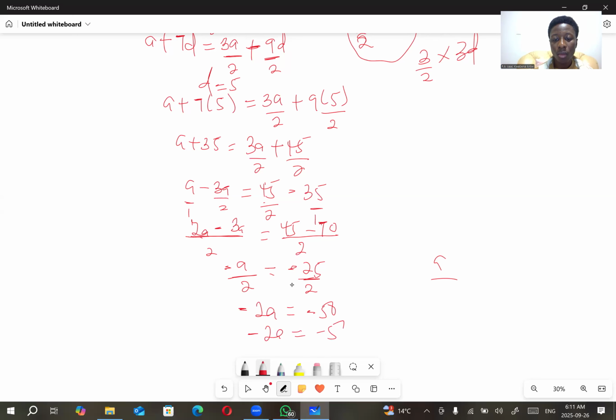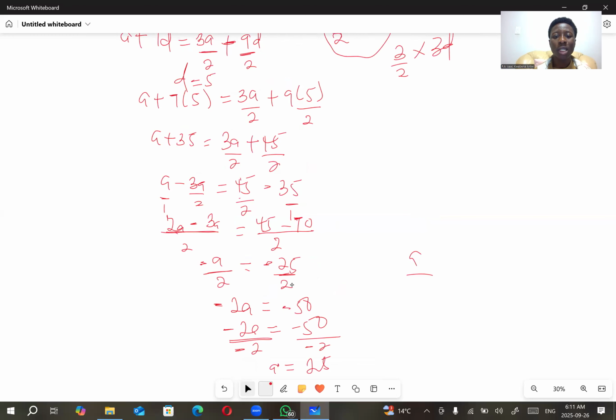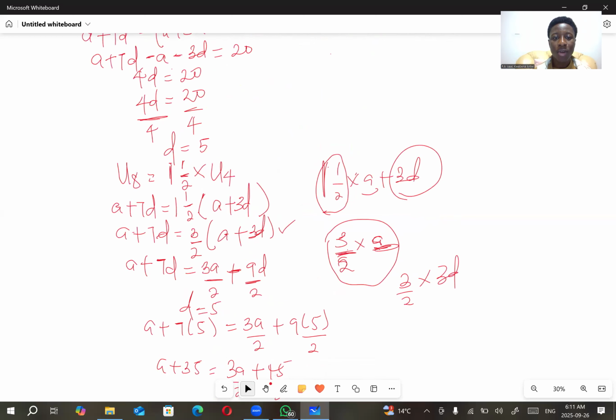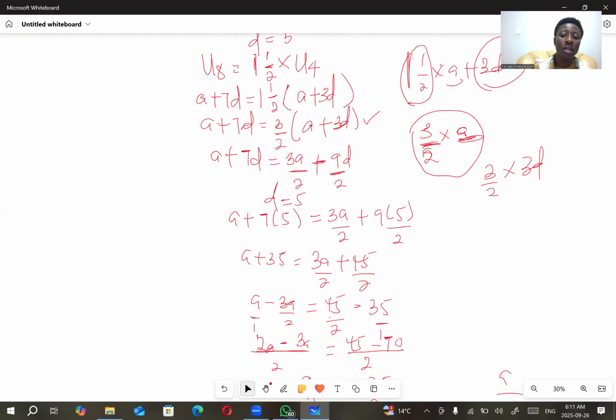You just divide by minus 2. So minus cancels minus, 2 cancels 2, A is equal to 25. Yeah, that's all. Now, what was the question about, by the way? It says find the common difference and the first term of the sequence. We are done.